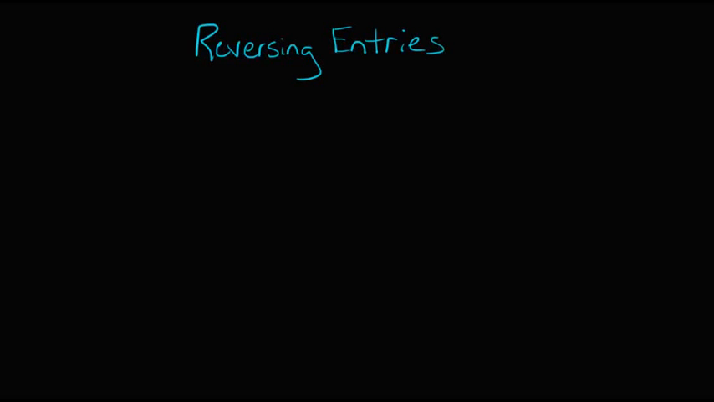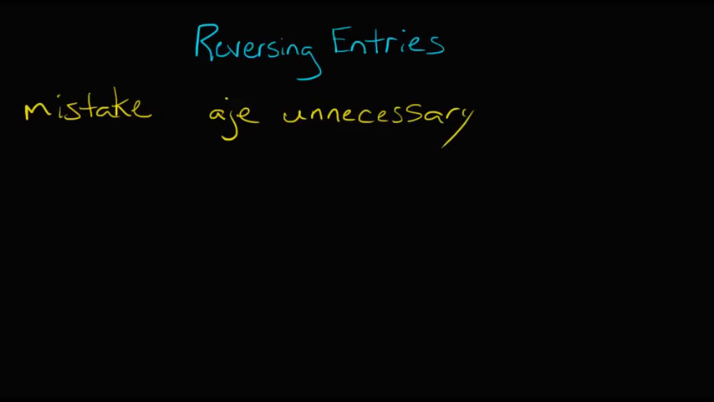So in this video, we're going to talk about the concept of reversing journal entries. What is a reversing journal entry and why would you need to make one? Well, in certain cases, you might make some kind of mistake. You might make an adjusting journal entry that was unnecessary, and you need to correct that. You can do that in the following period. Basically, you reverse or undo a mistake at the beginning of the next period.